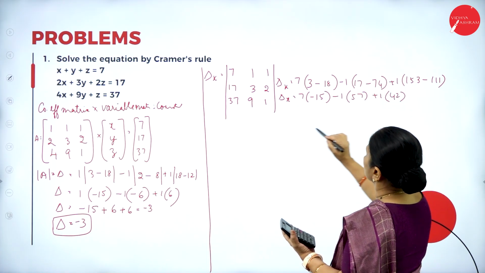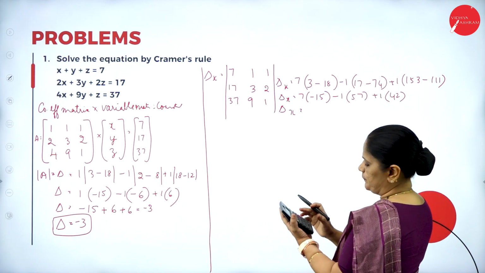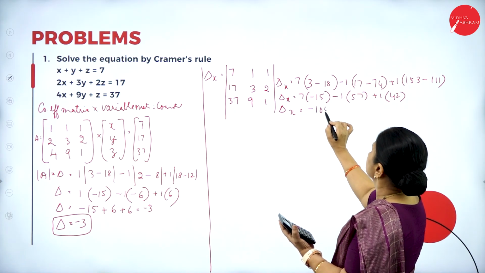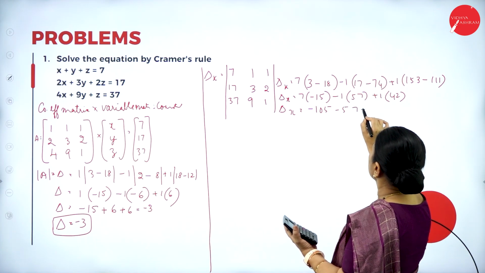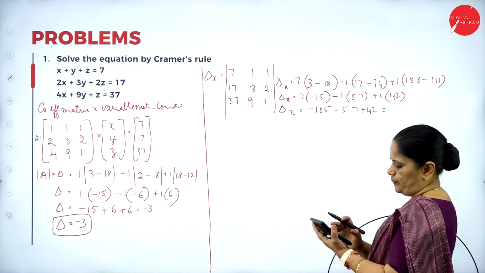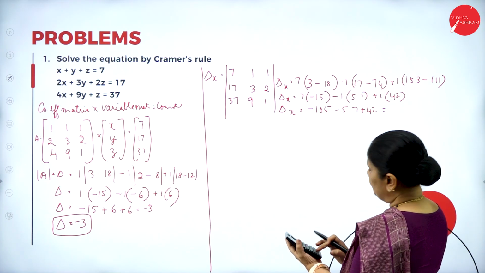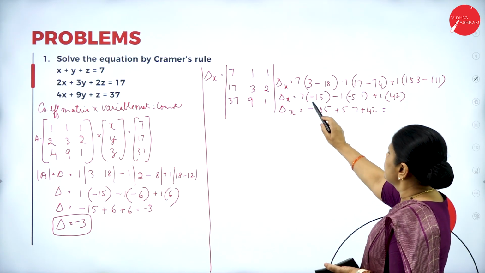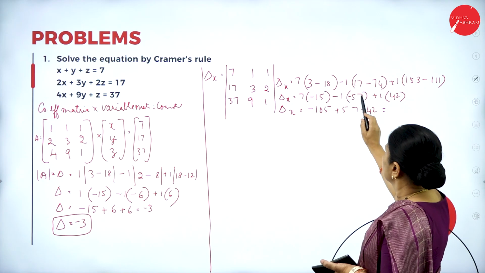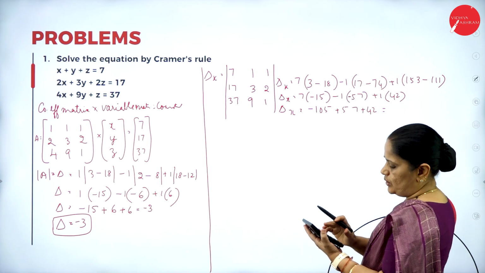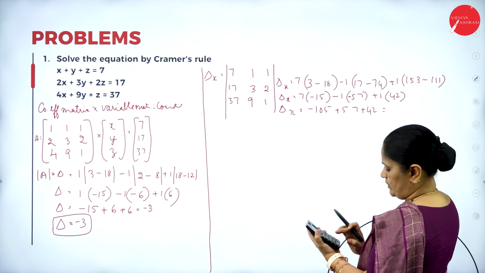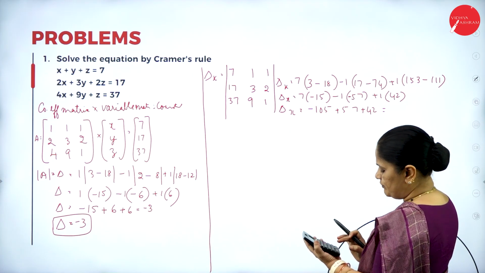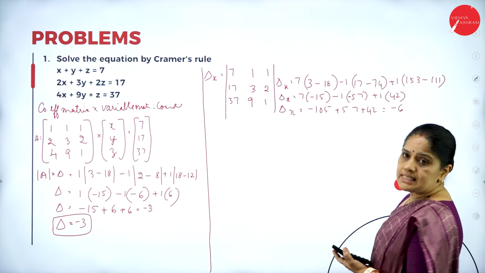It is 42. So delta x will be 15 into 7, minus 105, minus 57, plus 42. 105 plus 57 is 162. When I am multiplying 7 into minus 15, I am getting minus 105 plus 57 plus 42. So when I add all this, 57 plus 42 will be equal to 99 minus 105. The answer is minus 6.